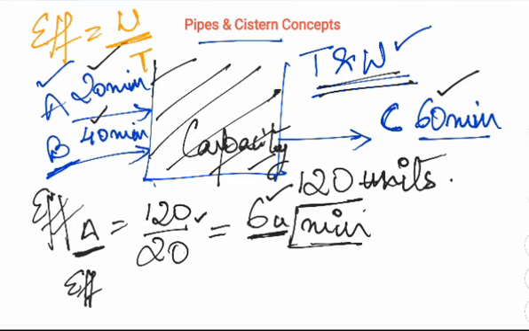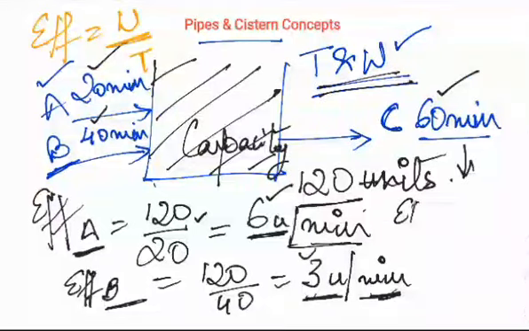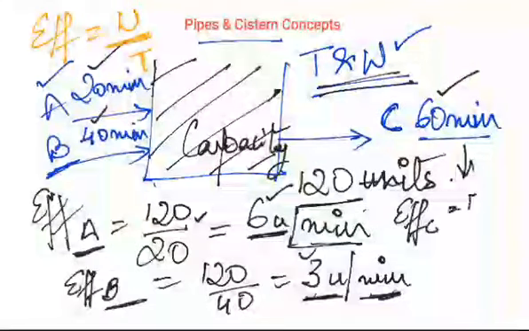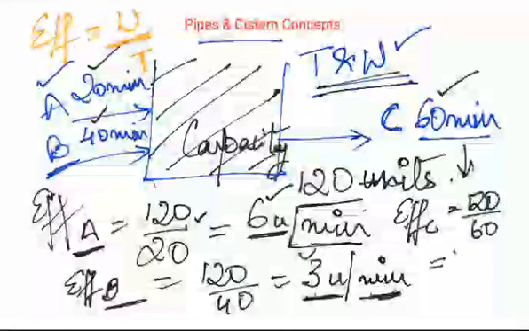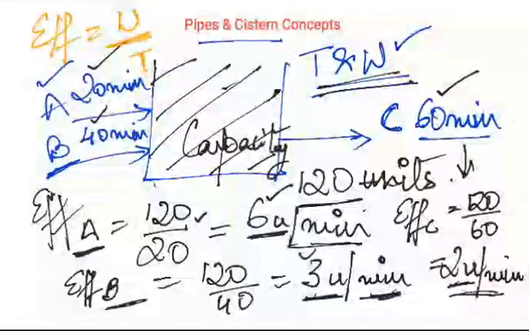Now similarly we'll calculate the efficiency of B, and it would be 120 by 40. This comes out to be 3 units per minute. This means that B is filling 3 units of any liquid per unit of time, that is, per minute. In 1 minute B is able to fill 3 units. Now what is the efficiency of C? The efficiency of C is 120 by 60, that is, C is able to drain out 2 units of the liquid in the tank per minute.